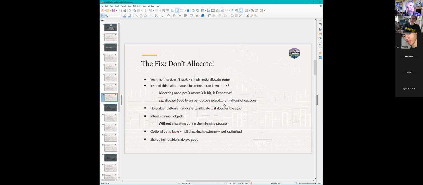So we're talking applications, not algorithms. The fix, of course, is don't allocate, which obviously doesn't work. You've got to allocate some. So think about your allocations, can I avoid this? And the big one here is you're allocating once per X, where X is a big, large count, and that's expensive. So in HashCap's case here, allocating a kilobyte per opcode executed, and you're trying to execute 1 million opcodes a second. So you're allocating a gigabyte a second on every core, and pretty soon that adds up a lot.